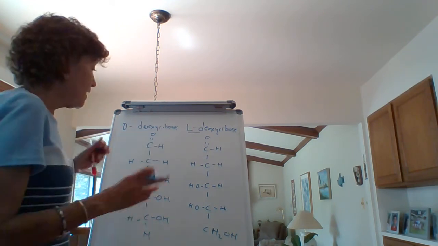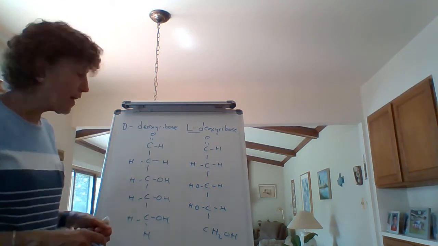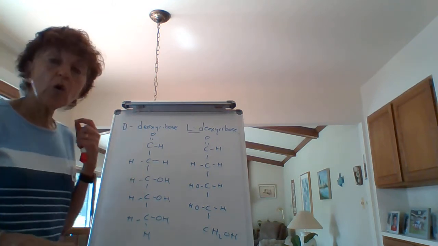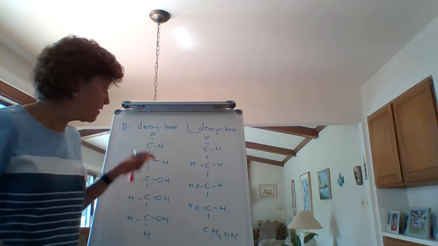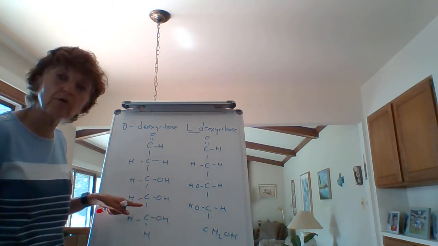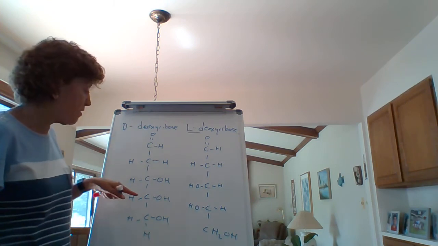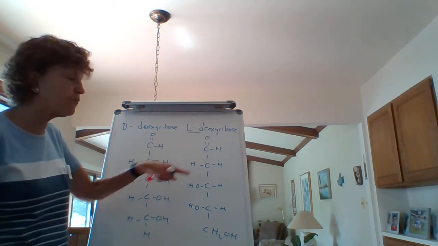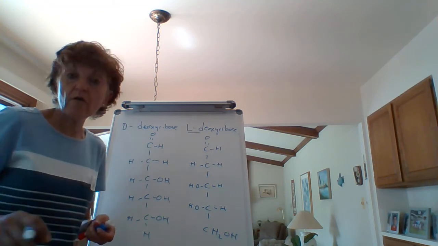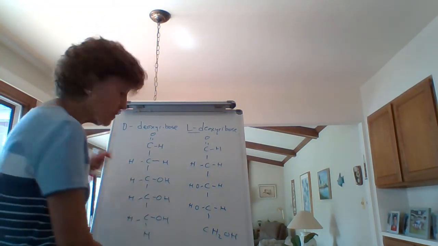Okay, again, which ones are the chiral carbons? In deoxyribose, it would be carbon 3 and carbon 4. What determines D versus L? The direction of the OH in the highest number chiral carbon, meaning the carbon that is furthest away from that aldehyde functional group. Okay? All right, moving on to the hexoses.